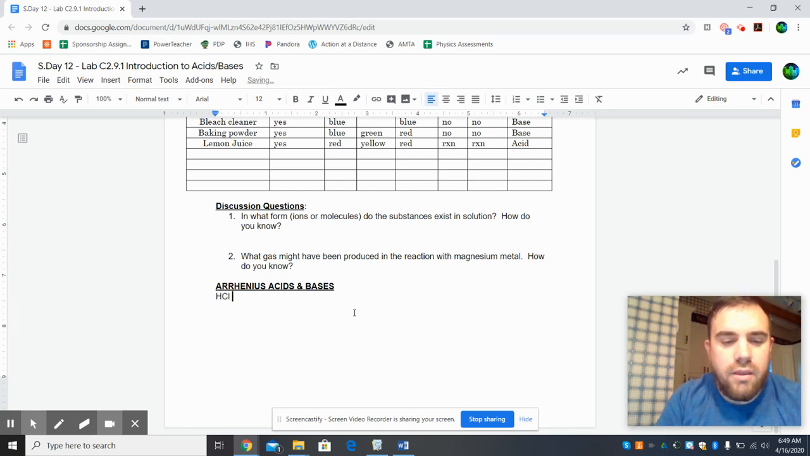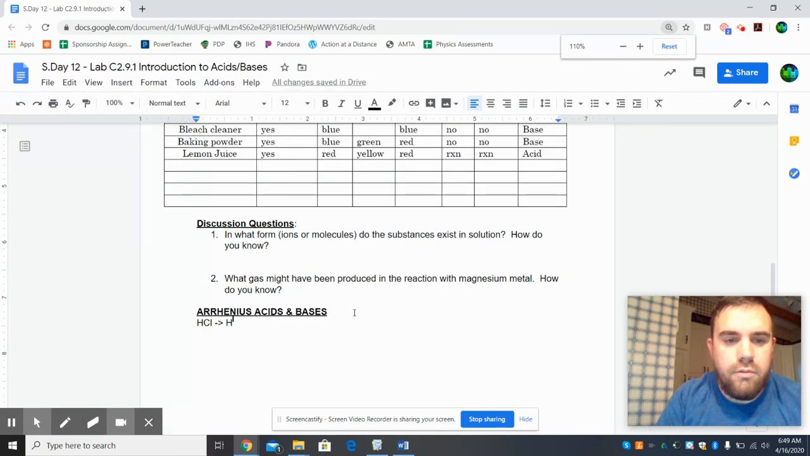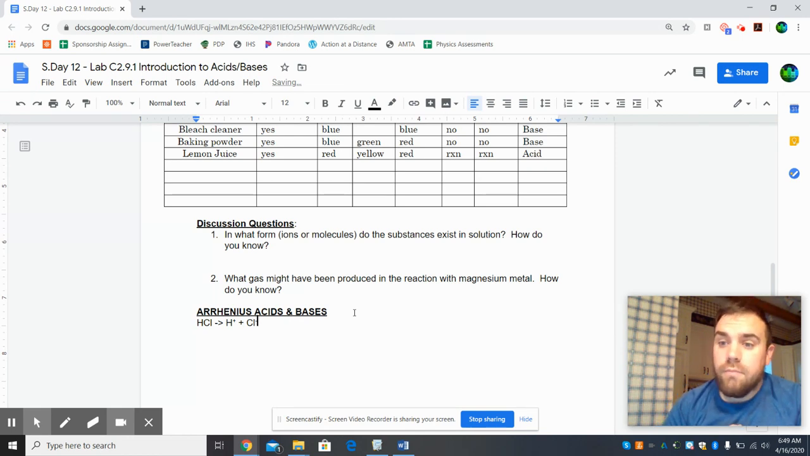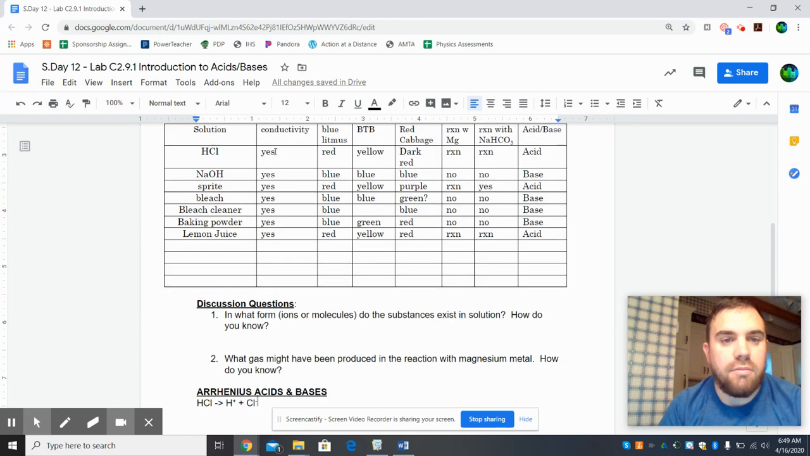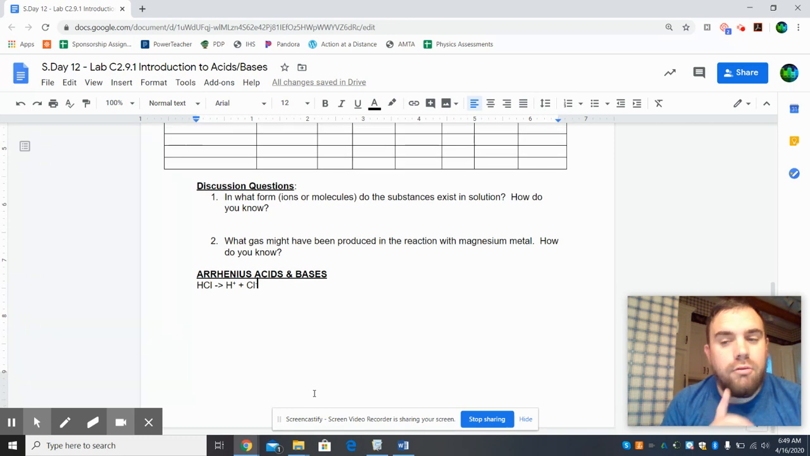It's very simple. HCl will break down to form the hydrogen ion plus the chloride ion. That is pretty simple. So the reason it's acidic is because it has a hydrogen. So Arrhenius acids have hydrogen and they dissociate to form hydrogen ions. Simple. And the reason we know that they form hydrogen ions is because they do all conduct electricity.